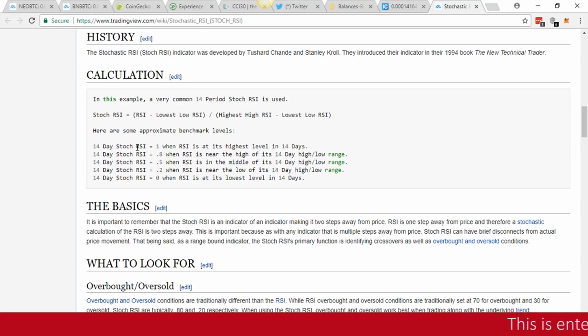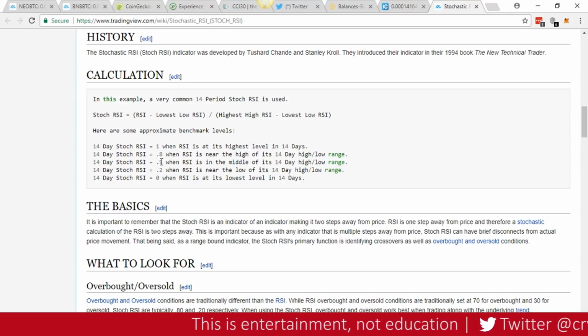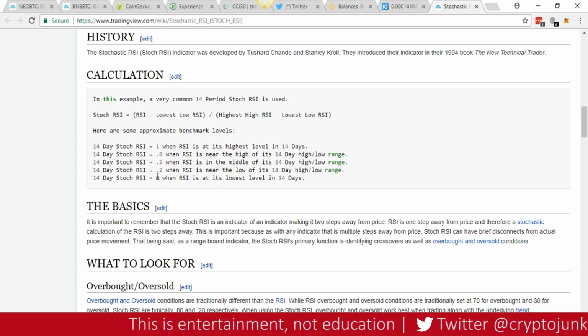Bingo. 14-day RSI equals 1 when RSI is at its highest level in 14 days. Just look through this really quick. And this is 0.8, even though what it represents is 80, 50, 20, 0.